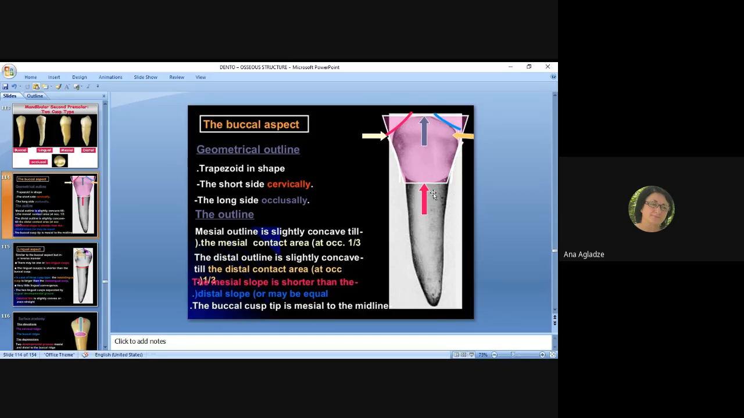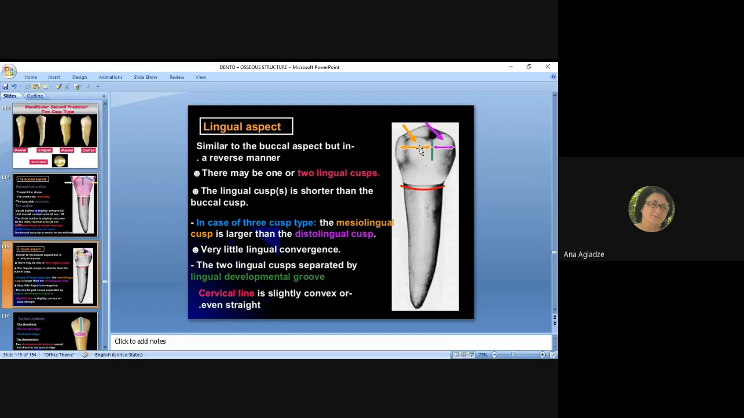The root is conic and tapers, and it has two cusps, the buccal cusp and the mesial cusp. You can see here, this is the lingual aspect, and you can see two lingual cusps here.